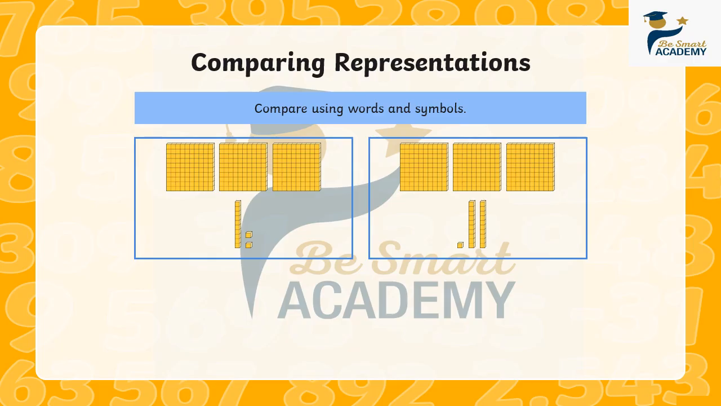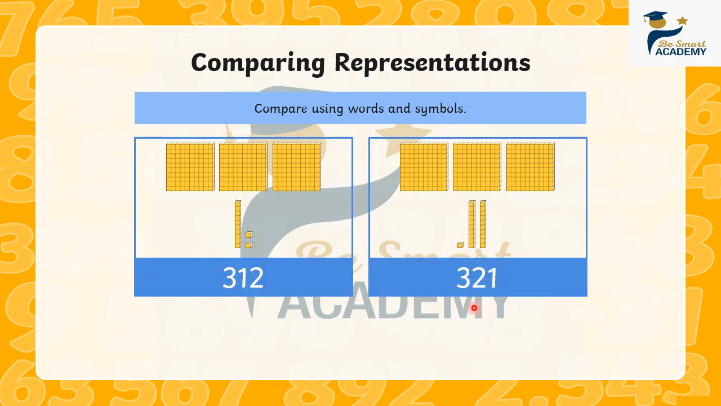Now let's move to the next example. Here I have 1, 2, 3 hundreds. I have 1 ten and 2 cubes of ones. So the number is 312. And here I have 1, 2, 3 hundreds. I have 2 tens and 1 small cube of ones. So the first number is 312 and the second number is 321.